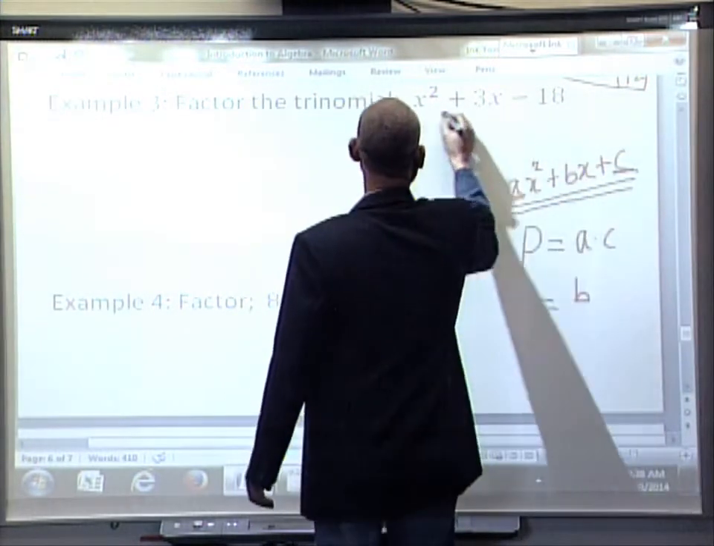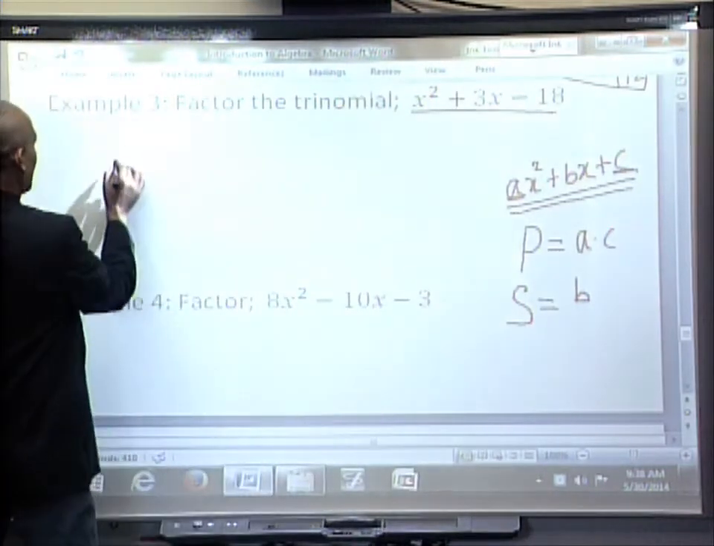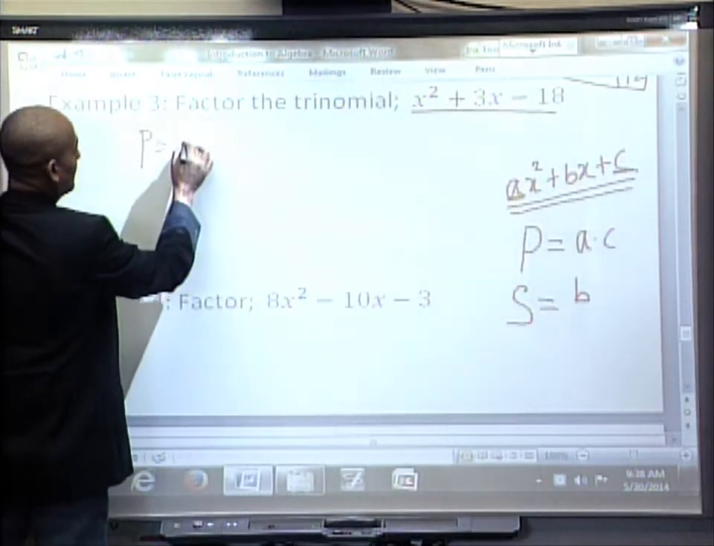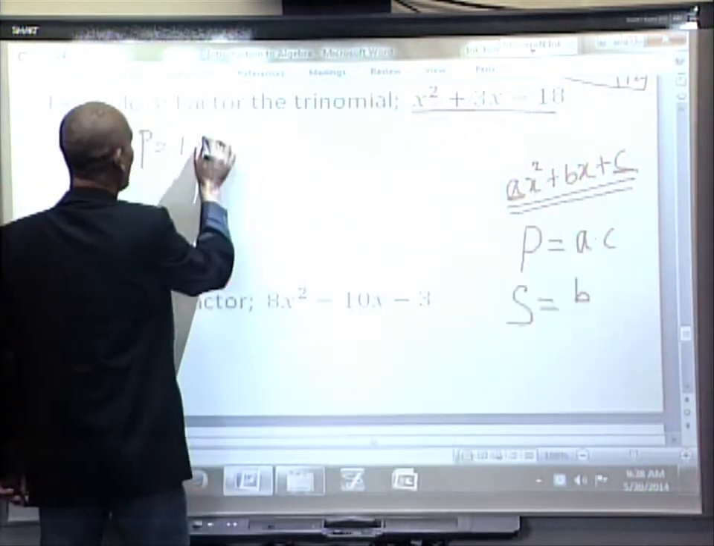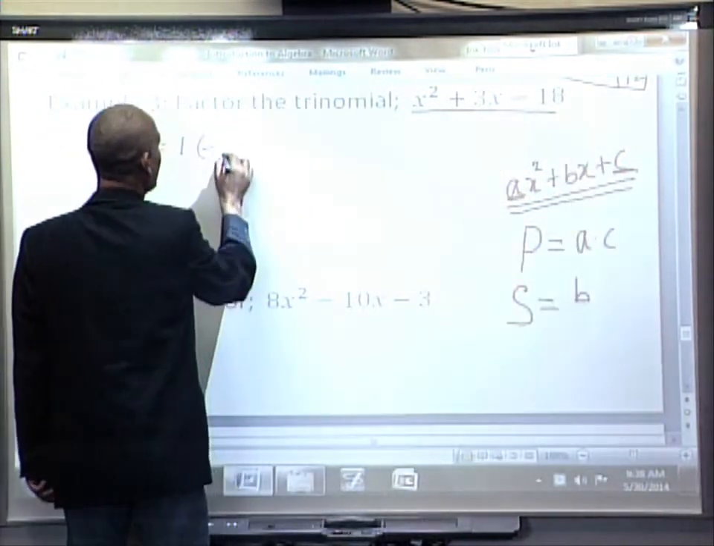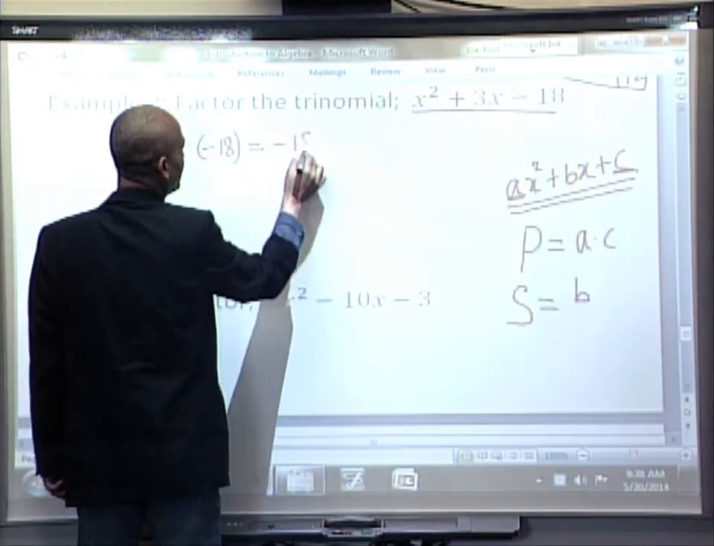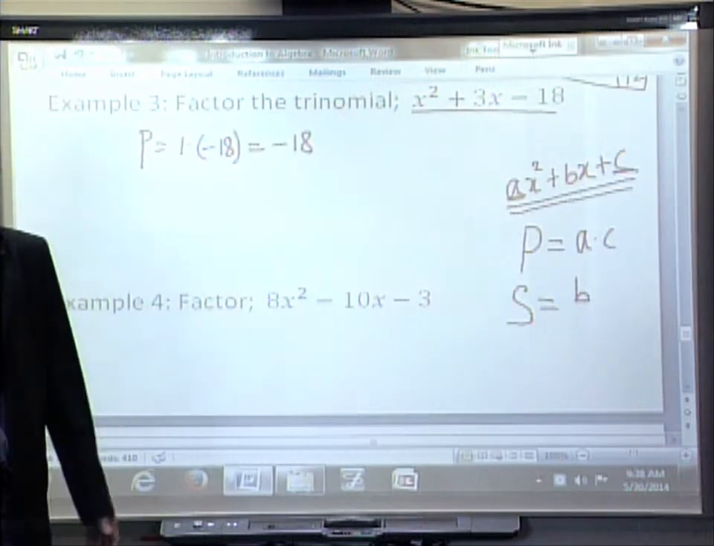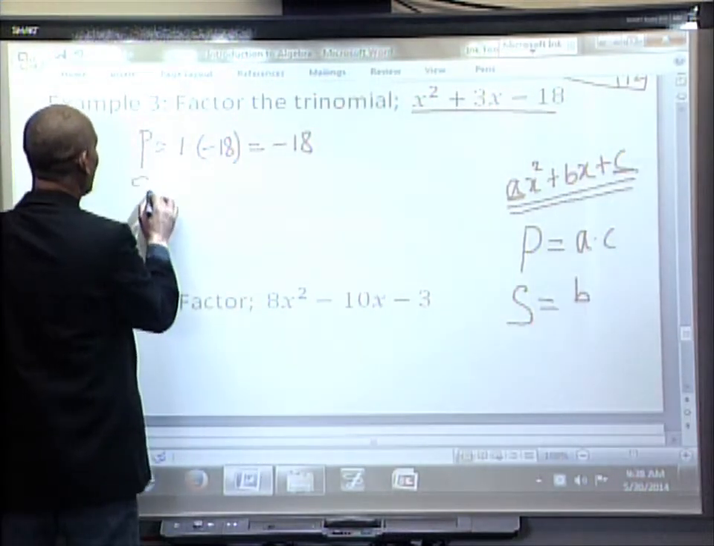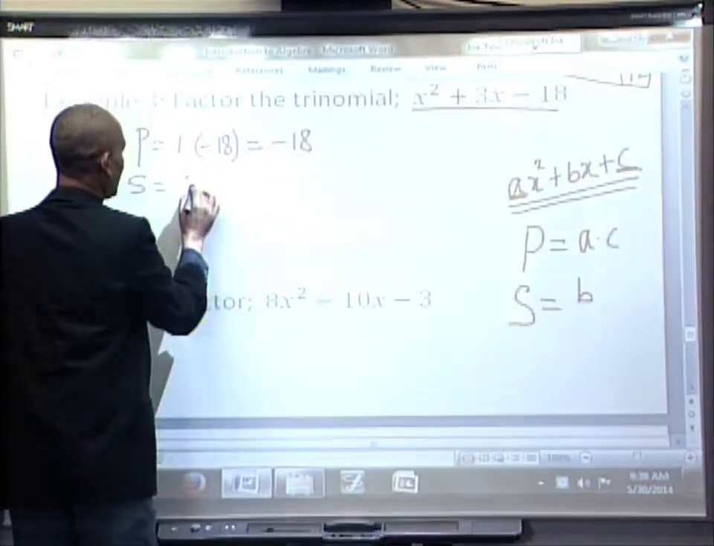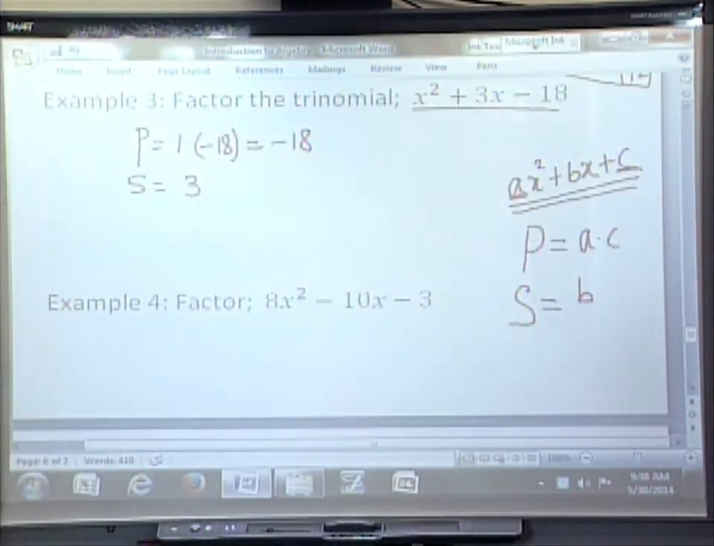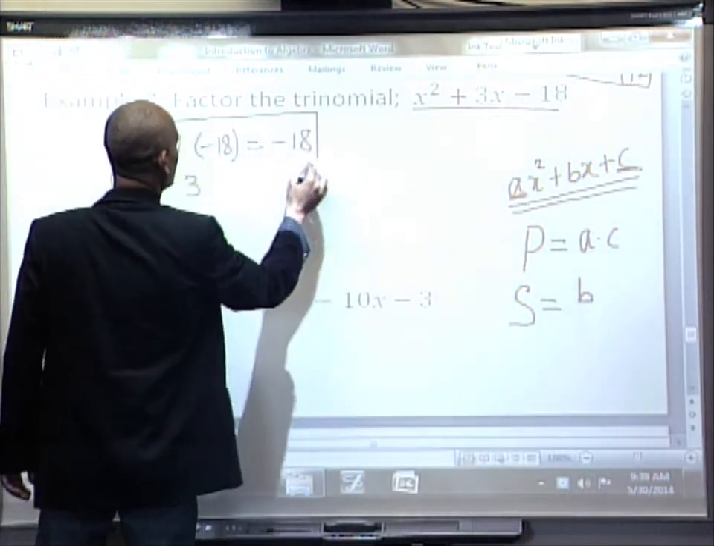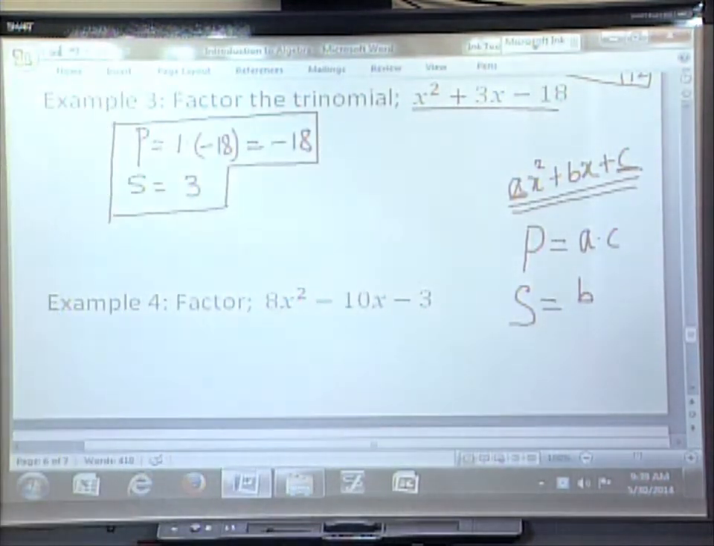So for this example, the product: x squared is multiplied by 1 and c is negative 18, so 1 times negative 18, which is negative 18. Negative 18 is the product and the sum is the number that multiplies x, which is 3. So for this problem, product is negative 18 and the sum is 3. These are the two quantities we're going to need in order to factor a trinomial.